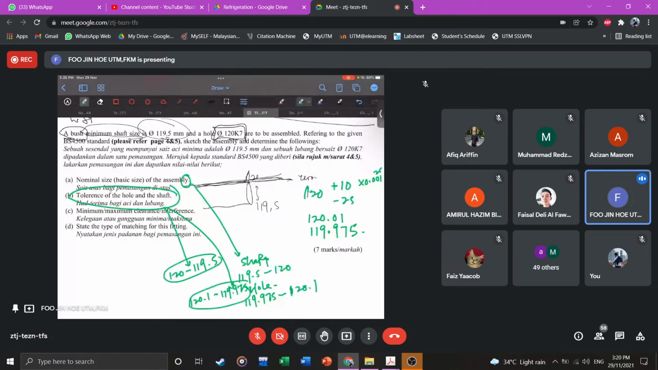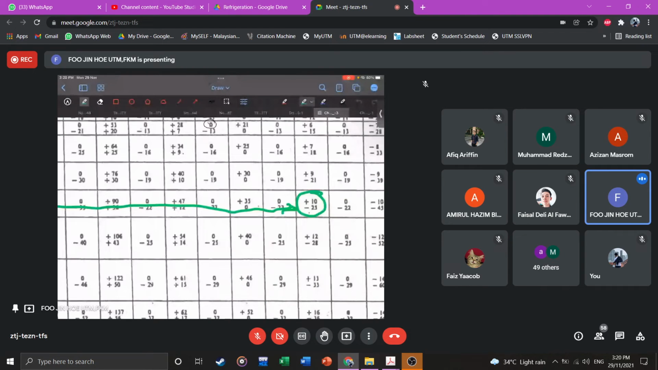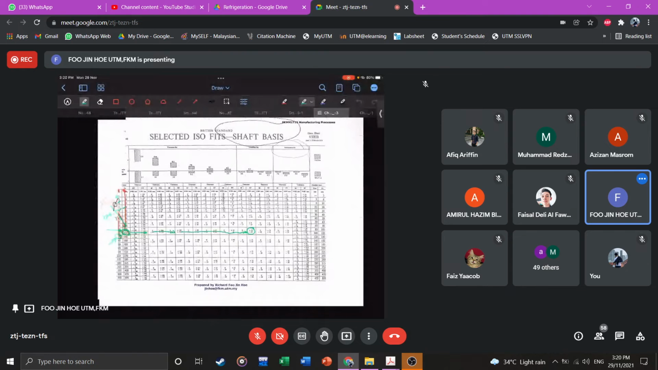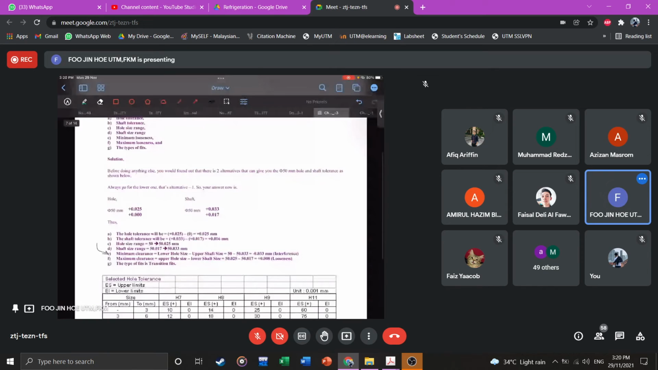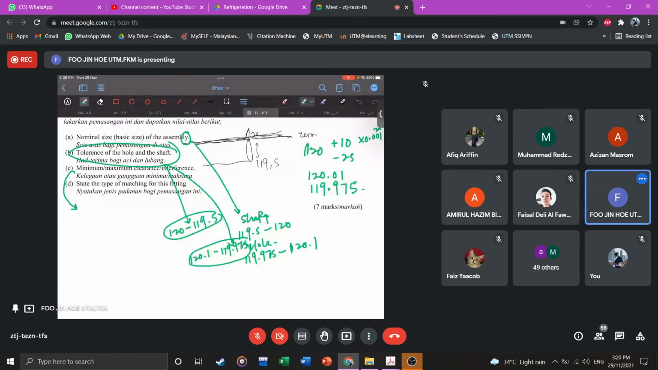For the minimum or maximum clearance, it's a shaft, so you can use this upper. If you look back to here: lower hole size, upper shaft size. Lower hole size is 119.975 minus upper shaft size 120, so you get a negative value. Then the upper hole size 120.1 minus lower shaft size 119.5, so this one you get a positive value.